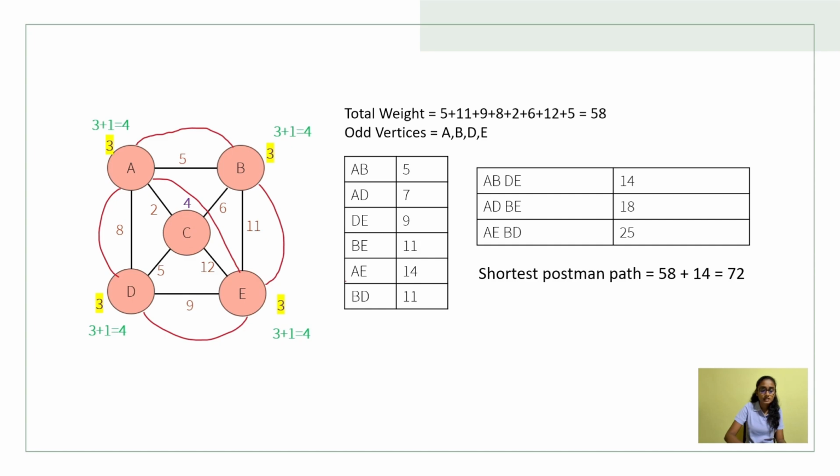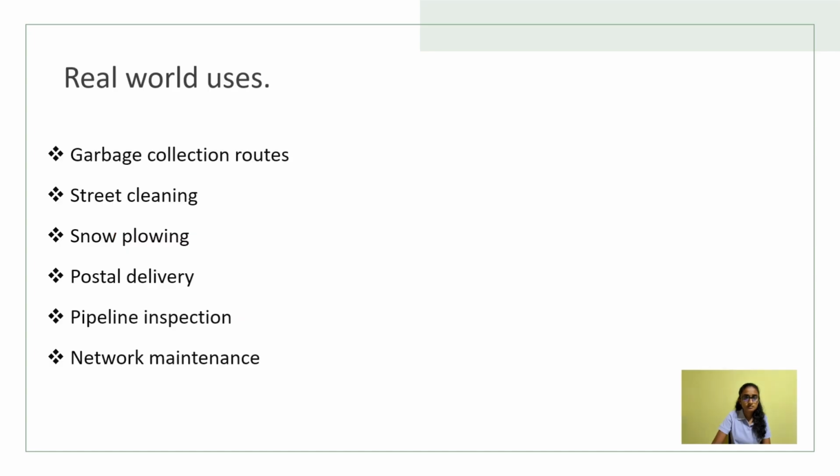So we add this to the total edge weight. Shortest postman path is 58 plus 14. So the postman must walk 72 units to cover all edges with minimum repetition.